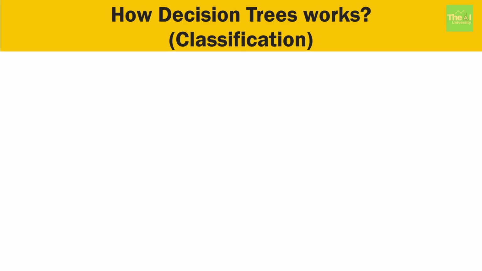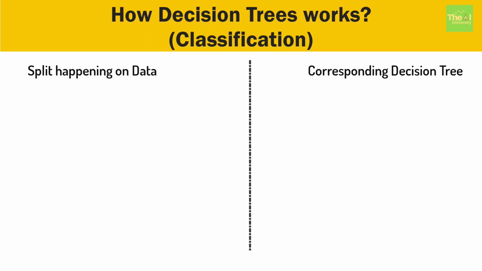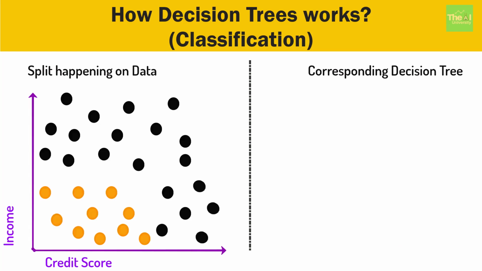I will be showing details around a split happening on the dataset on the left hand side and the corresponding decision tree getting created based on that split on the right hand side. So let's consider we have this hypothetical data shown in terms of black and orange dots, and it has two independent variables, namely income and credit score. And we also have one dependent variable called loan decision. So loan decision is also the variable we want to predict.